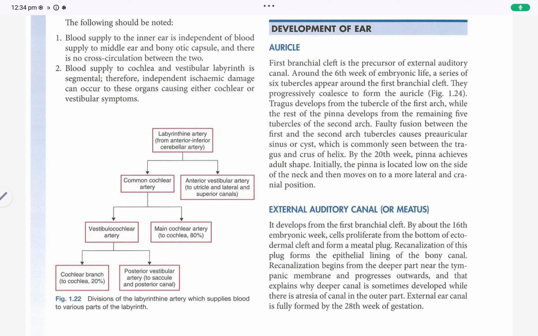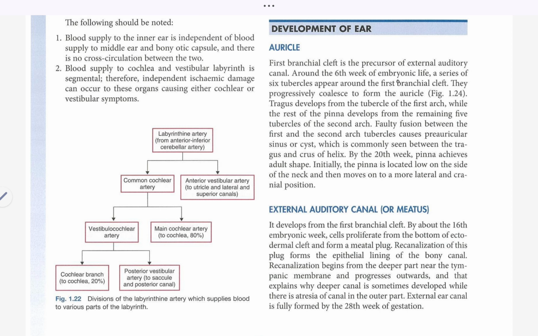Diseases of Ear, Nose, and Throat, and Head and Neck Surgery by P.L. Dhingra. Anatomy of ear, development of ear, auricle. First branchial cleft is the precursor of external auditory canal.